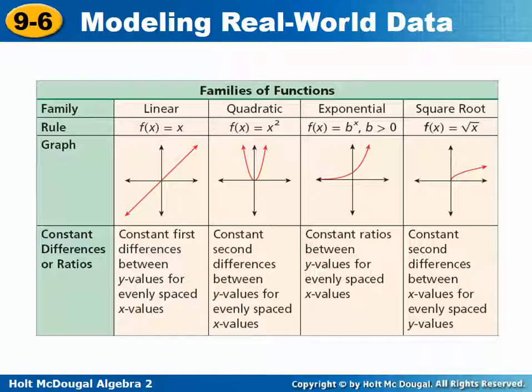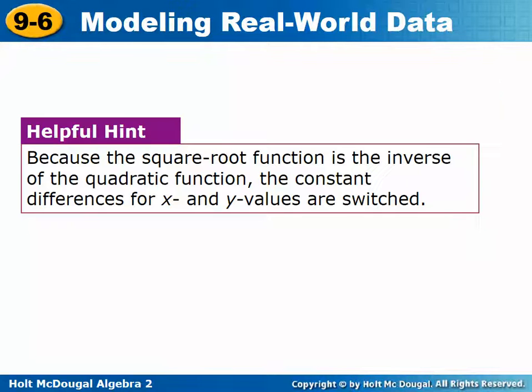And I don't know if we've ever talked about this one, but if the second differences for the x values are constant, then that's a square root function. Let's look at some examples.